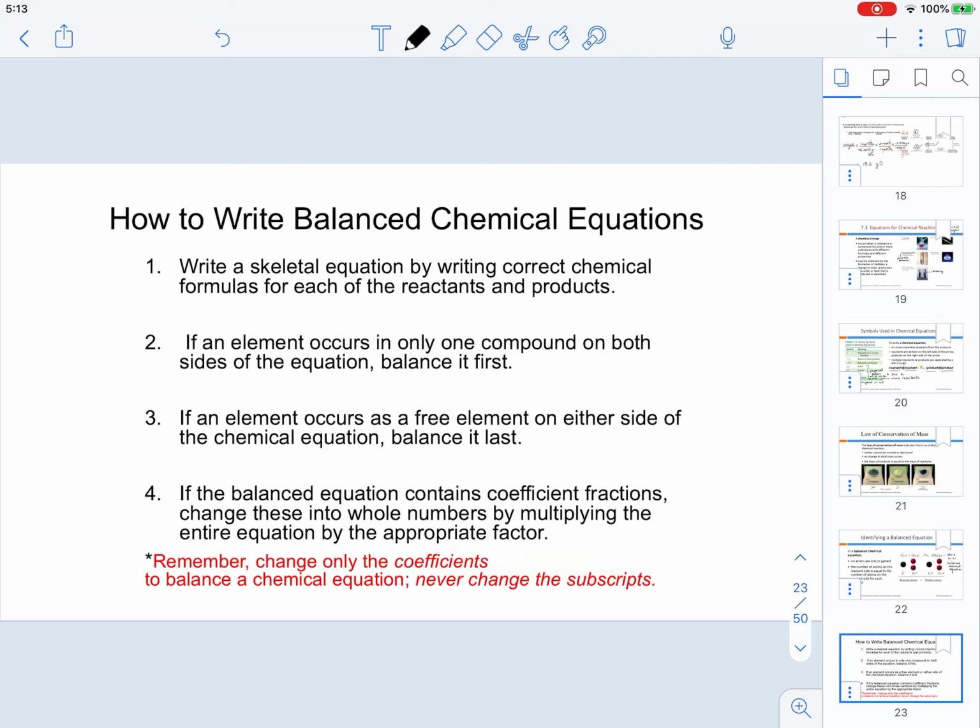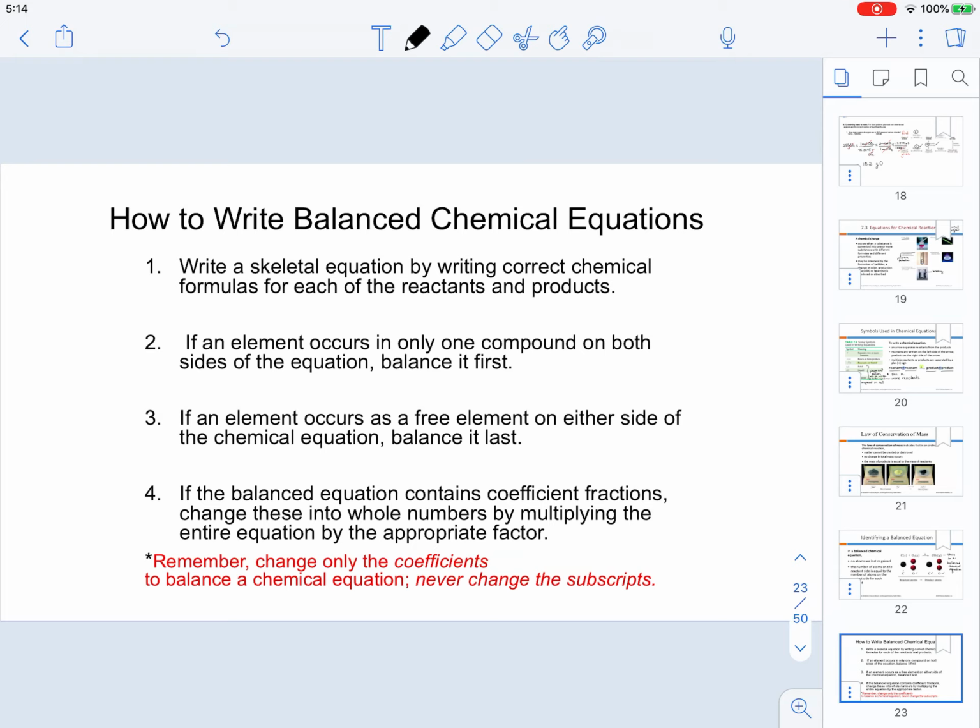Then, if you have an element that occurs in only one compound but is on both sides of the equation, that's the first thing you balance. Then, if you have an element that occurs as a free element on either side of the equation, that's the last thing you balance. Now, if the balanced equation contains coefficients that are fractions, you need to change these to whole numbers, because one of the exercises when we balance is that we're going to put whole number coefficients in front of the chemical formulas in order to balance the reactions.